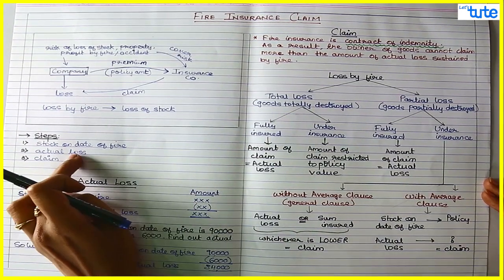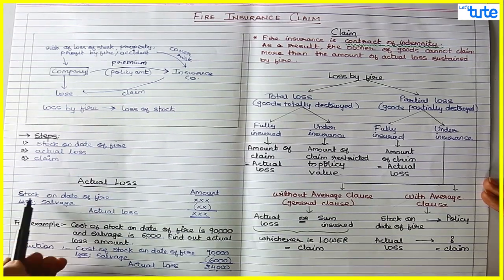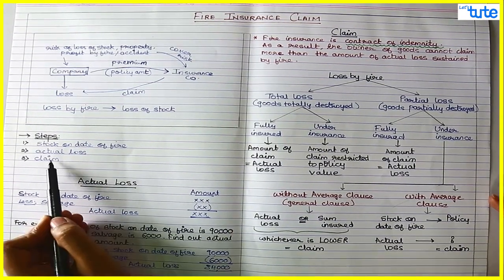Now, that is the second step. So that is very simple. Once you find out the stock amount, you just deduct the salvage and you find out the actual loss.